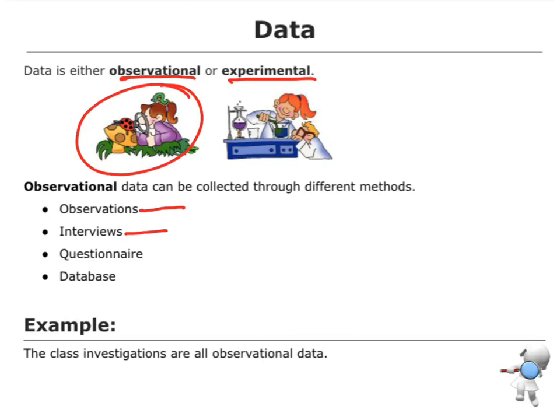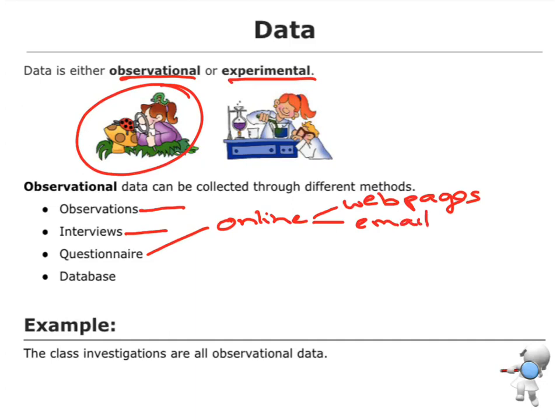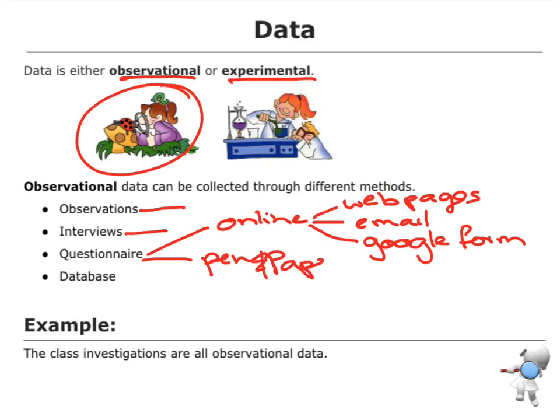We could do interviews, we could do questionnaires, and we could do that online. So we can do web pages, when it pops up with a survey saying, can you do this? Or it could be an email version of it. Or you can create your own Google form, okay? Or we could look at pen and paper versions, and just complete a survey of questions.